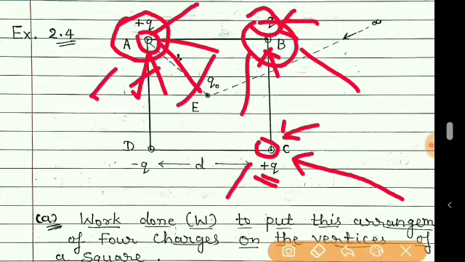Now after placing this charged particle at point C, finally if I put this charged particle at point D, then once again work is required to bring that charged particle to point D. Finally, this total work done gets stored in the form of total potential energy of the system. So actually this is the process, but here we don't have to remember this process.